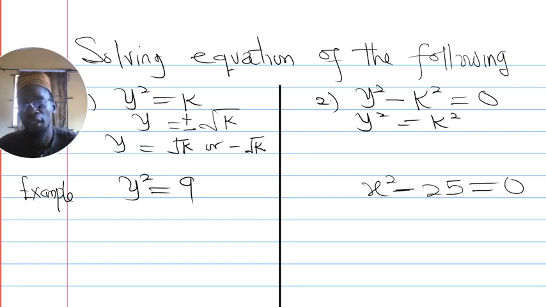Now, similarly, in this one we can have y squared equal to k squared. Here we can have y equal to plus or minus the square root of k squared. So this one cancels, and we have plus or minus k. So this is the answer.